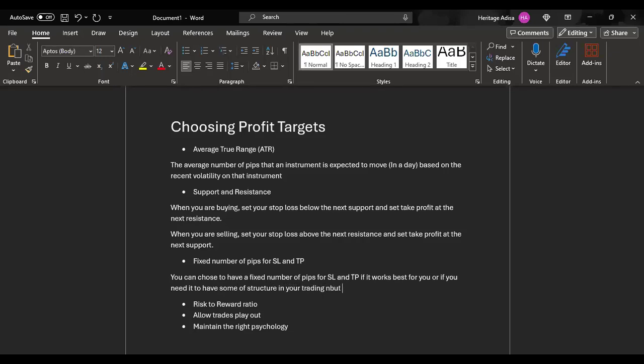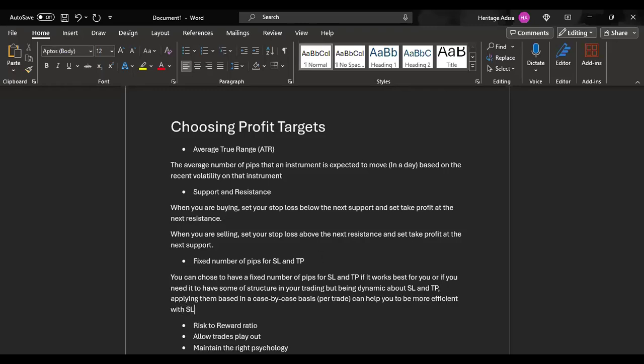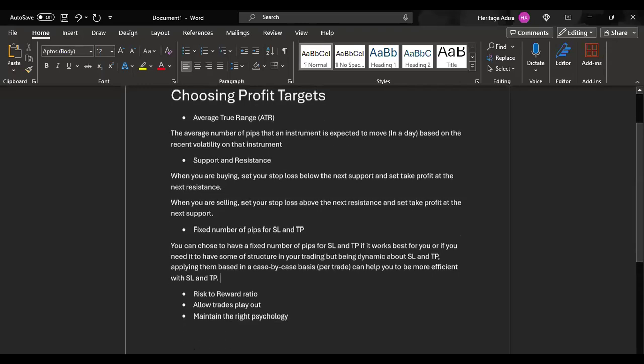But being dynamic about SL and TP, applying them based on a case by case basis, right? That is what I mean by per trade, can help you to be more efficient with SL and TP. So just so that we have that information as well. I'd already explained this earlier. I just want to also mention that in the next phase.